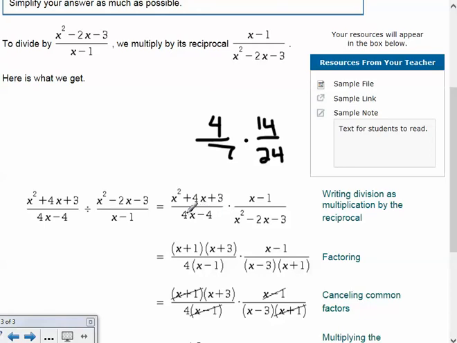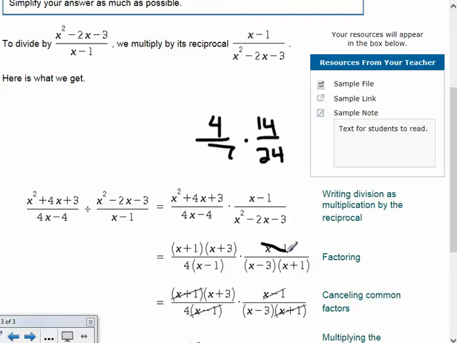4x minus 4, these both have a common factor of 4, so we'll pull the 4 out and say this is 4 times x minus 1. Over here, x minus 1, there's not much we can do with that, so we'll just recopy. X squared minus 2x minus 3 can be factored to look like this. Okay, now we're ready for cross-canceling. Here comes the fun part.